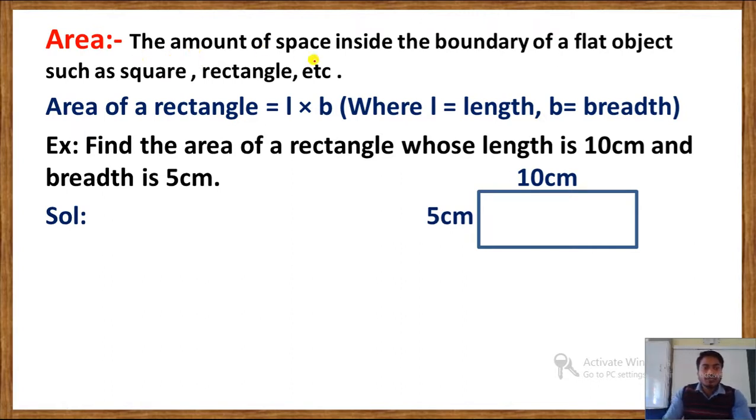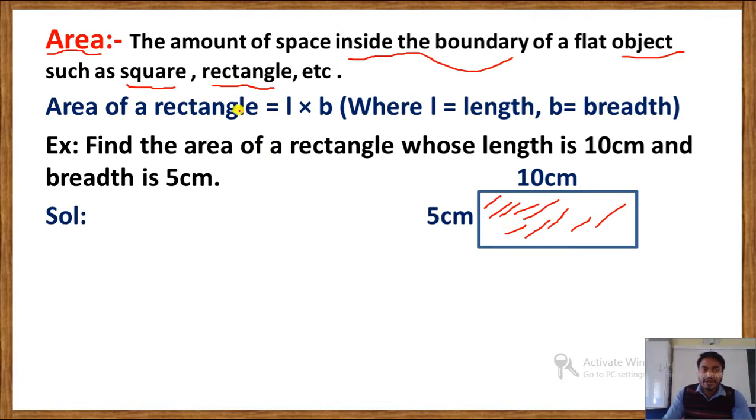The amount of space inside the boundary of a flat object such as a square, rectangle, etc. is called area. Okay, the amount of space inside the boundary. Here you can see we have a rectangle, and here you can see the space inside the boundary of this object. So this space is called what? Area. Okay, now how to find out this space or this area?